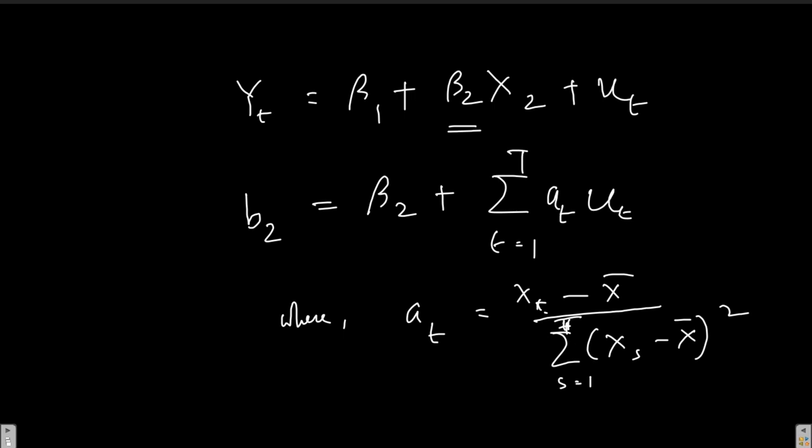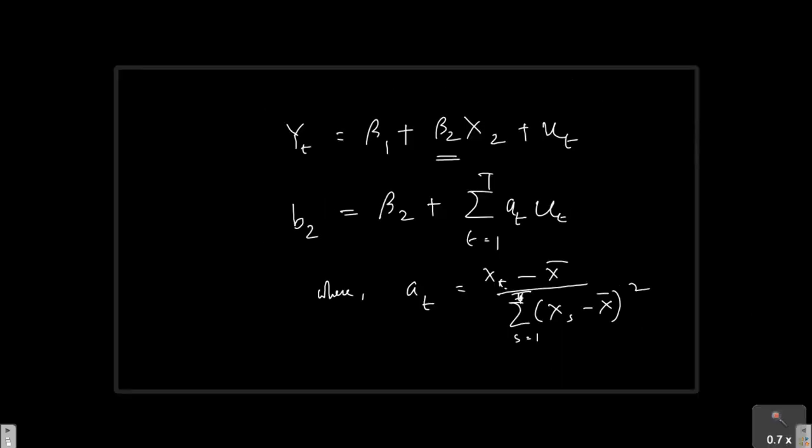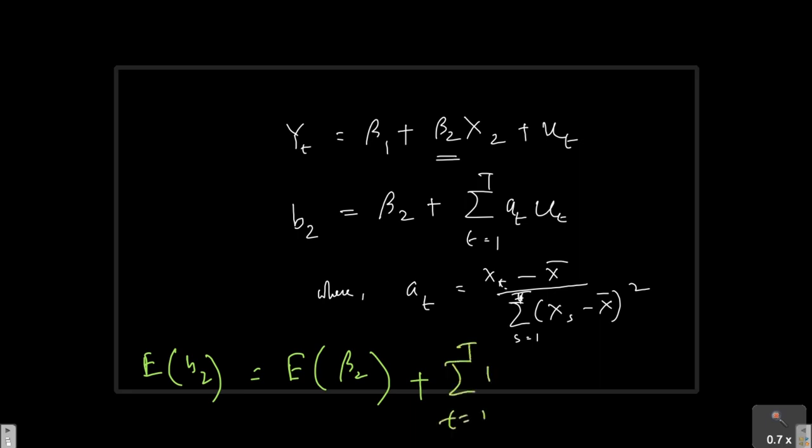Okay, so with this, let me take expectation on both sides. Let me use this page itself, and a different color. If I take expectation on both sides, I'll have the expectation of b2 equal to the expectation of beta 2 plus the sum over t equal to 1 to T of the expectation of a_t u_t. I can write that, right? Now, simple expectation rule: the expectation of beta 2, because beta is constant, is equal to beta 2, so I don't have any problem with this.